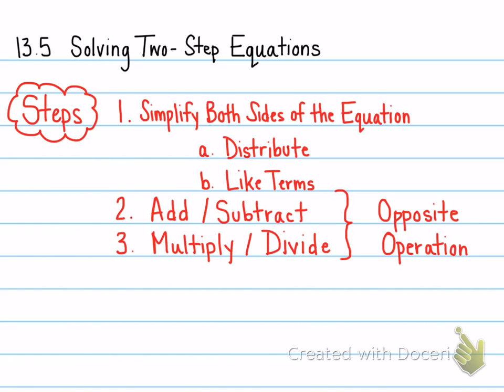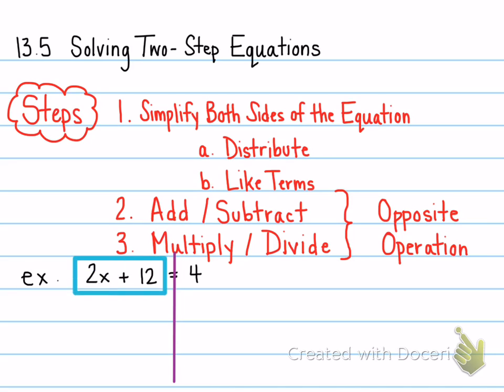Okay, so let's start with an example. Let's say I give you the equation 2x plus 12 equals 4. Now we have to remember there are two sides to every equation. So we're always going to draw that line down the middle to make sure that what we're doing focuses on the correct side. So I first look to see if there's anything I can simplify. I look at the left side of the equation, 2x plus 12, and I check if there's any distributing or any like terms. I do not see any distributing or like terms, so I know that that side's completely simplified.